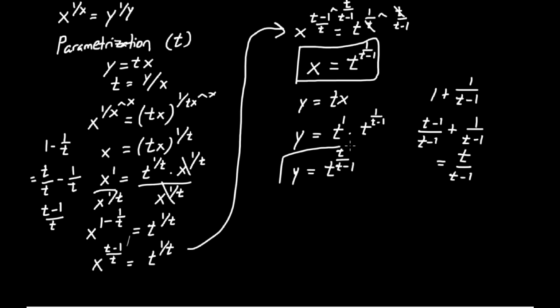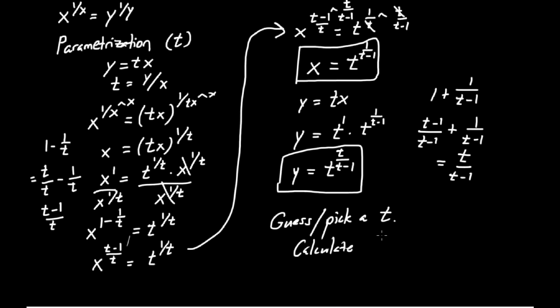And these are my two equations for x and y. So what is the strategy here? It's guess or pick some value for t, and then calculate the x and y that's going to arise from that. So here, what we've just done is we've parametrized this equation. Instead of having an equation that has x's and y's only, we've separated it into two equations, here and there, which have x and y by themselves in terms of t.